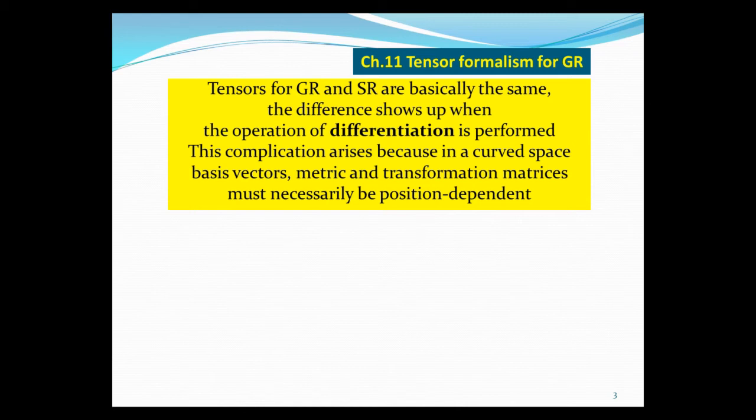Tensors for general relativity and special relativity are basically the same. Their differences show up only when the operation of differentiation is performed. This complication arises in GR because in curved space, the basis vectors, the metric, and the transformation matrices are all position dependent. So therefore, the differential operator has to be taken care of properly in order to not spoil the tensor property.